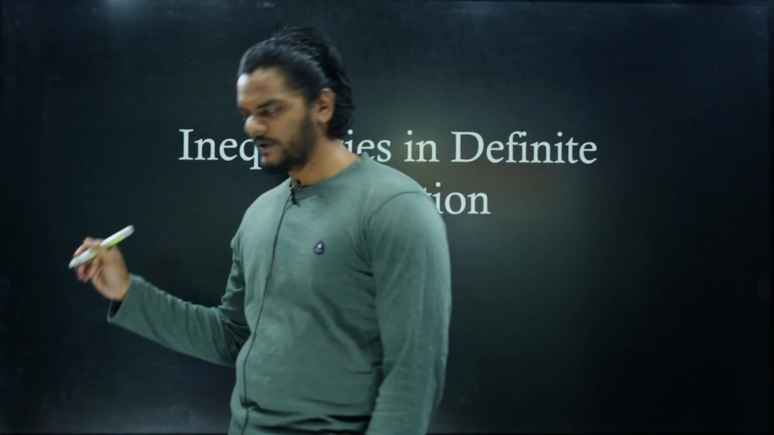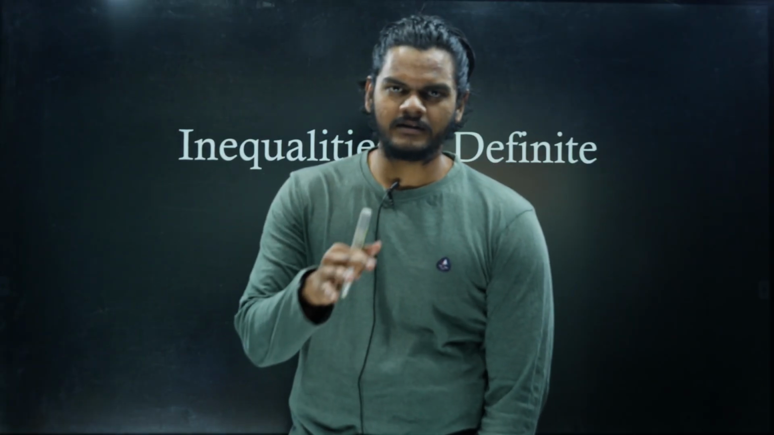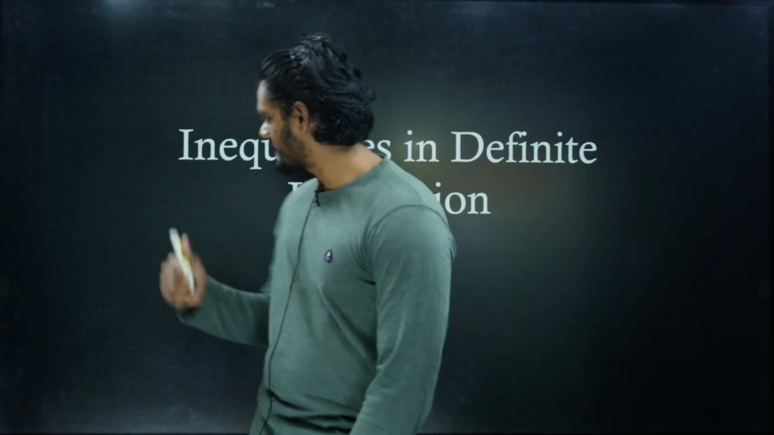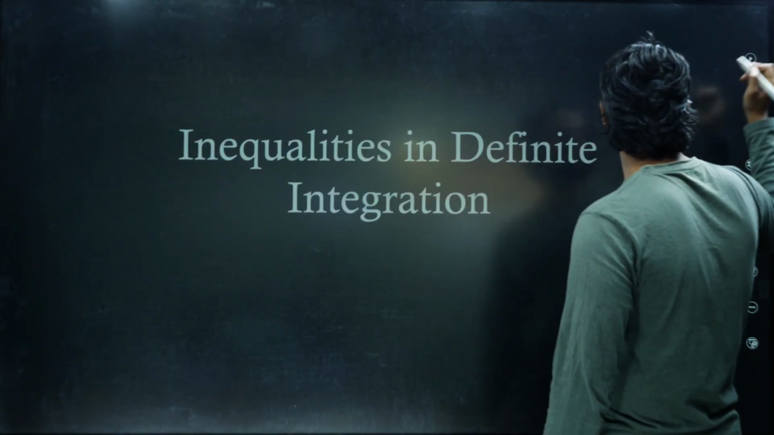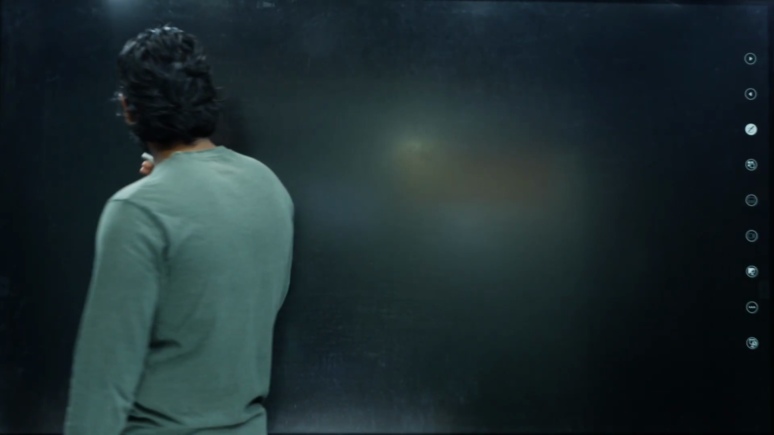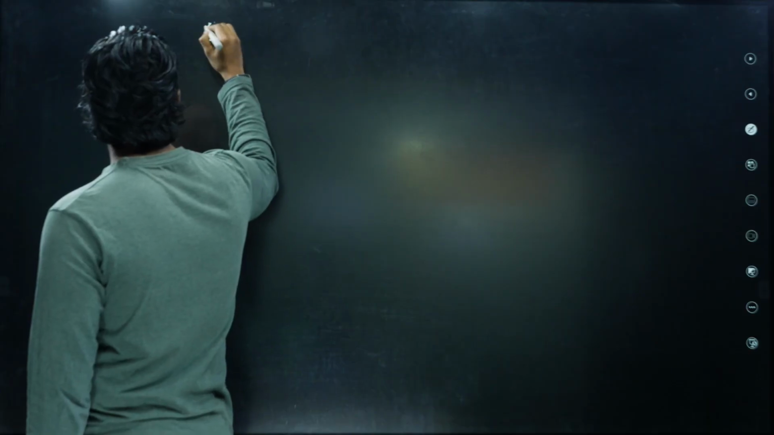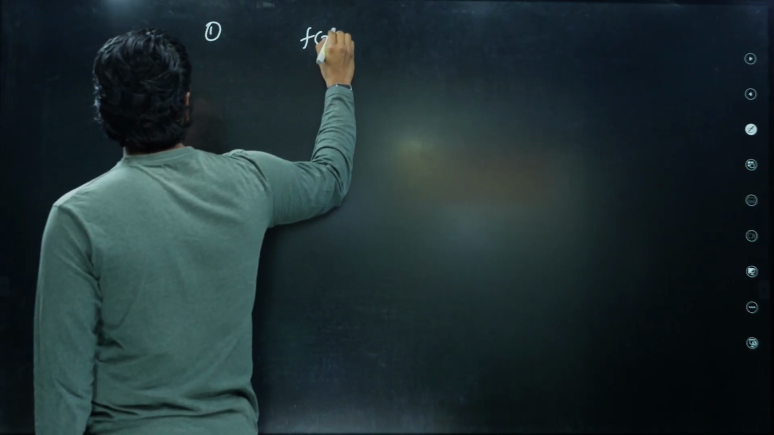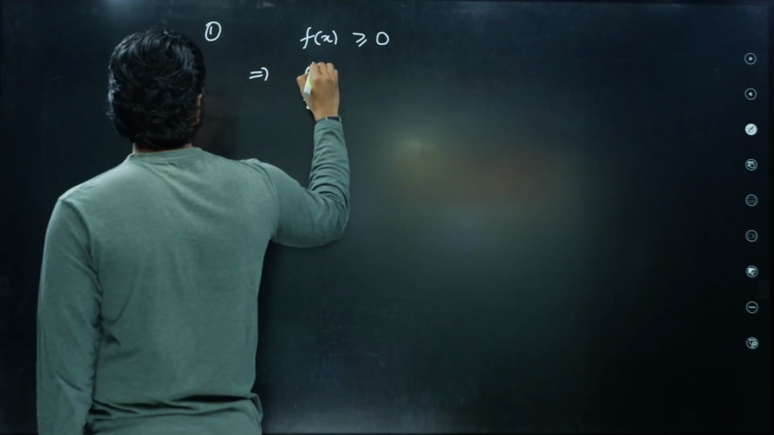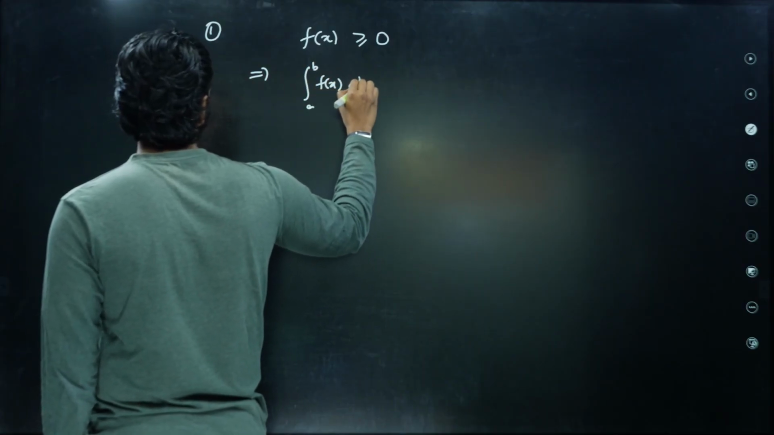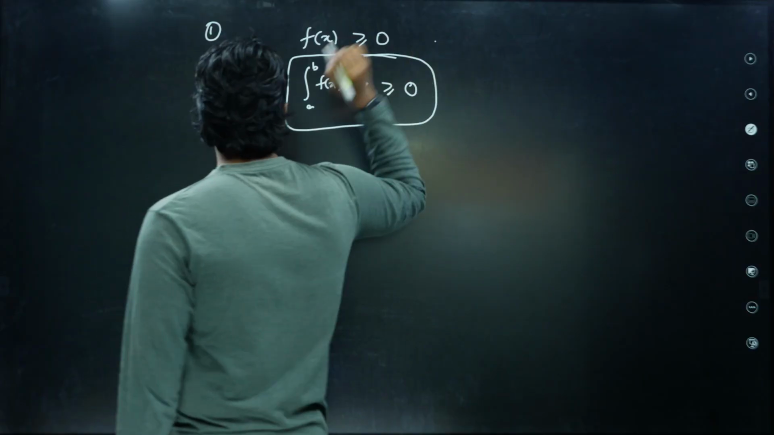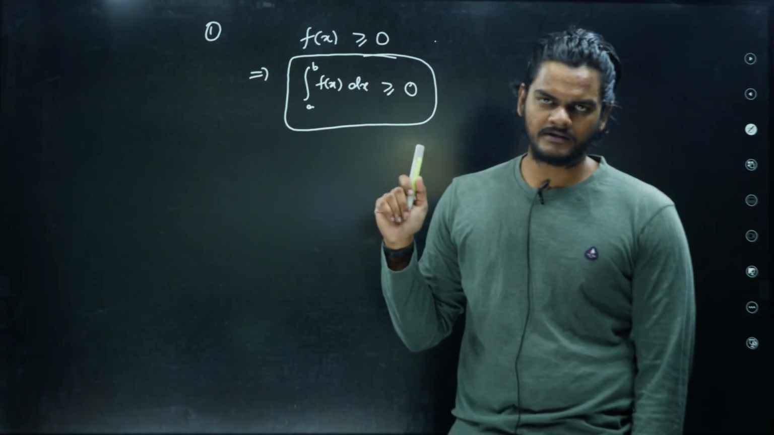Today we will look at a few inequalities which are very important in solving definite integration questions, and we'll see what they are now. The first and very basic inequality is that if f of x is greater than or equal to 0, that would imply that the integral from a to b of f of x dx is also greater than or equal to 0, right? This is a very, very important thing to understand.